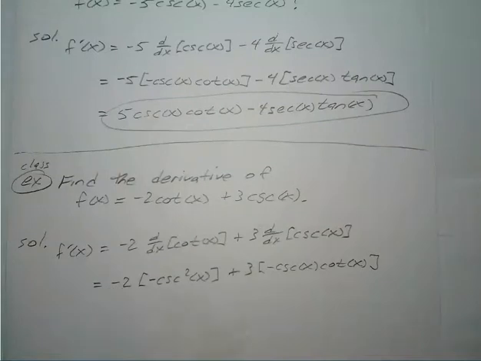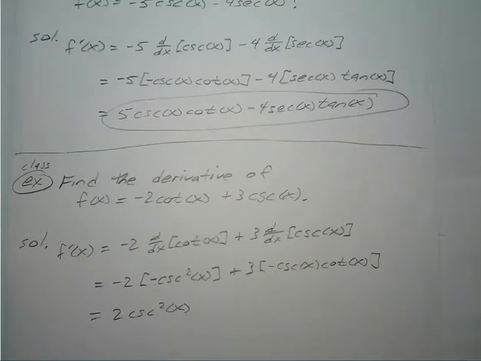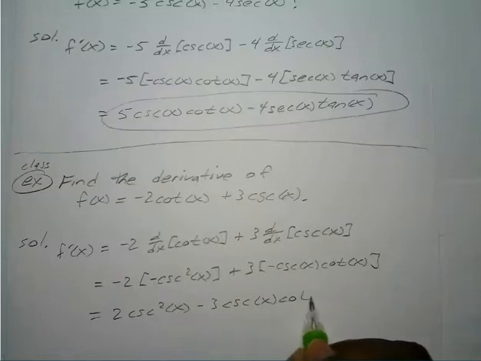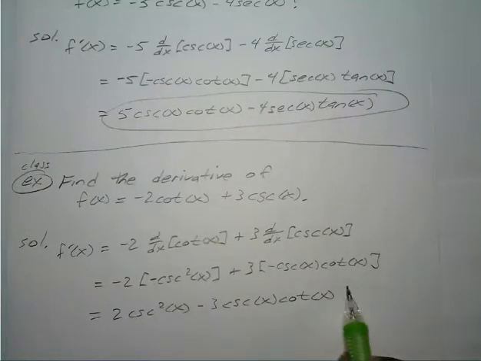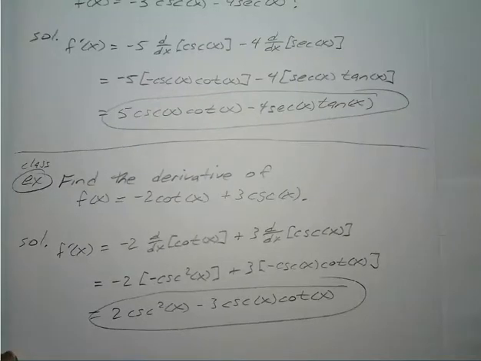Okay, so we can go ahead and simplify this. You have negative times negative, which is positive, so you have 2 cosecant squared, and since that's a negative, that's going to be minus 3 cosecant times cotangent. Alright, if you are still writing, feel free to press pause, but we're going to go ahead and move on to our next example.